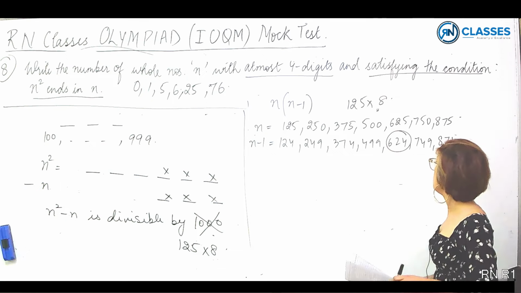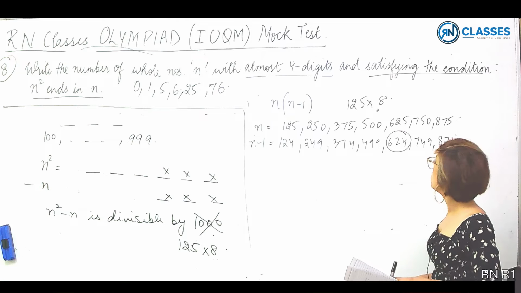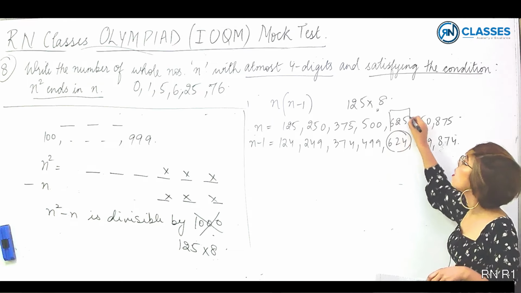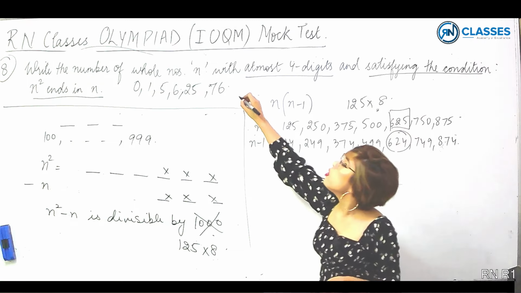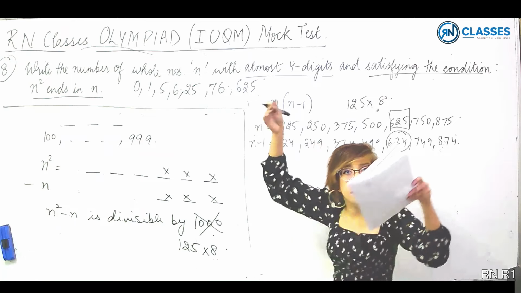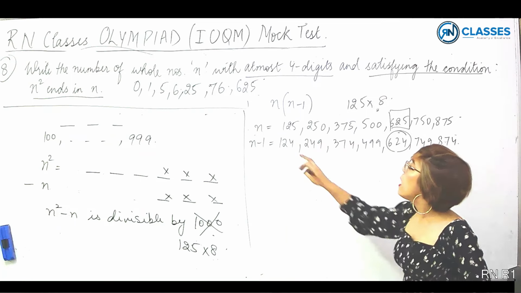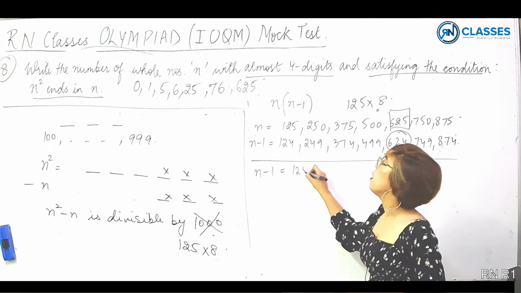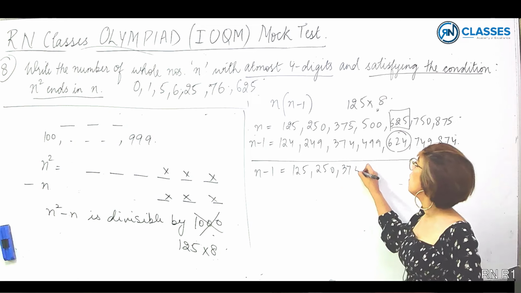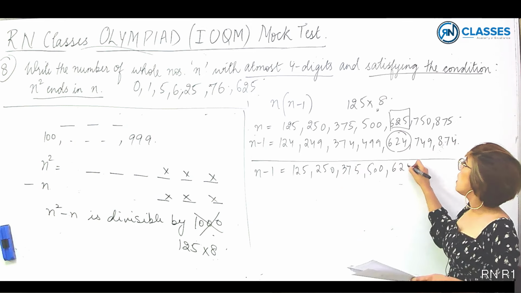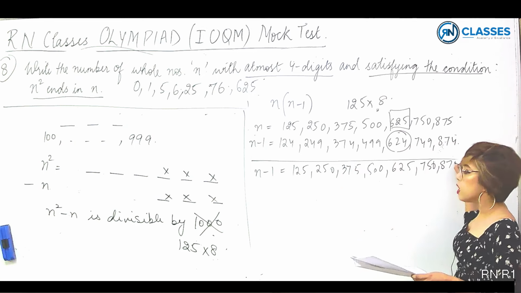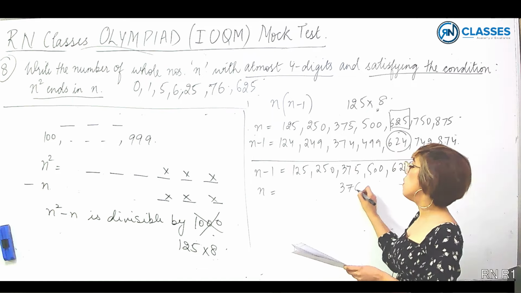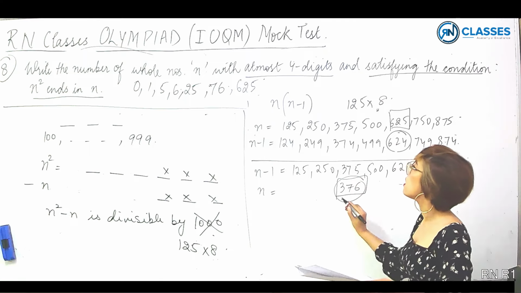624. Is it? Yeah, 624 is actually divisible by 8. So that means n is equal to 625 is another such number whose square will end up in the number itself. Right? N को 125 के multiple से you can take n minus 1 as well. So n minus 1 can be 125, 250, 375, 500, 625, 750, 875. Consequently, n you can write that way and you will get 376. That means the number would be 376. This is another such number.